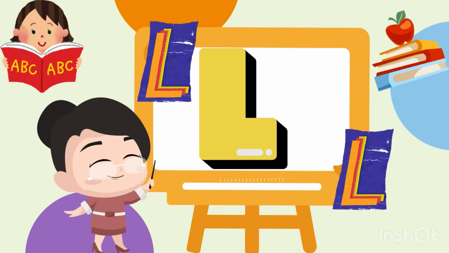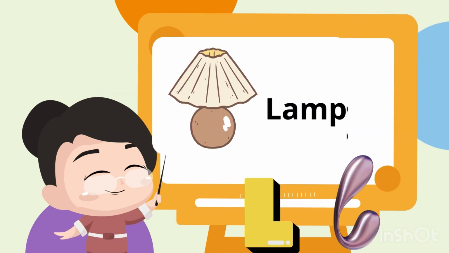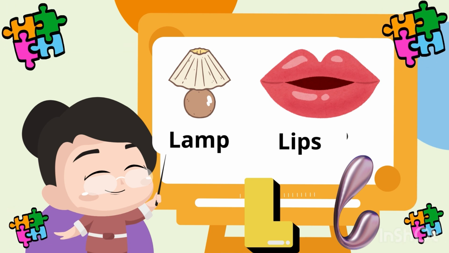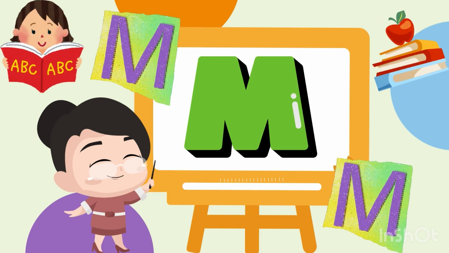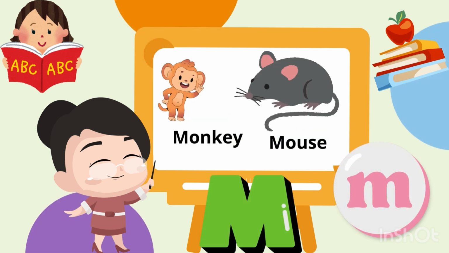L is for lamp. L is for lips. M is for monkey. M is for mouse.